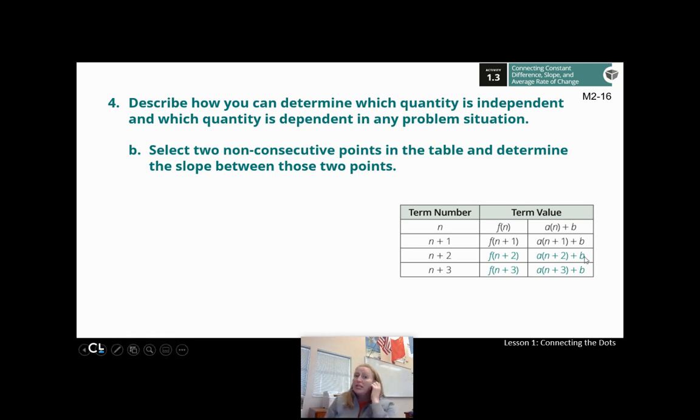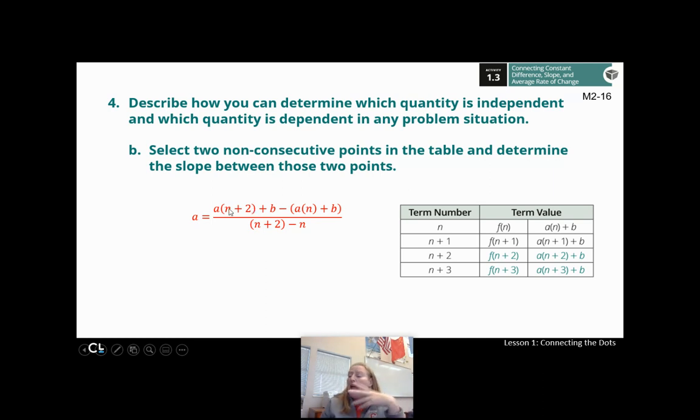I picked two points that weren't next to each other. So I picked this guy here and this guy here. But that also means on the bottom, I had to subtract n plus 2 and n. Because I didn't pick the guys next to each other, I had a little extra special bonus here. And this might help fix up some issues you may have been having while you worked these out.